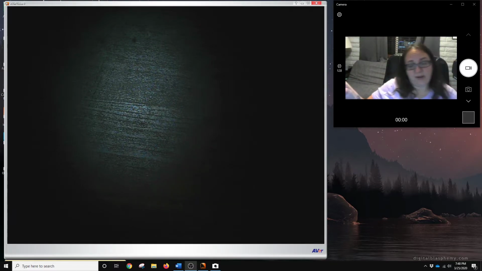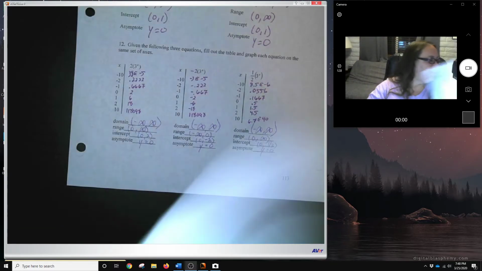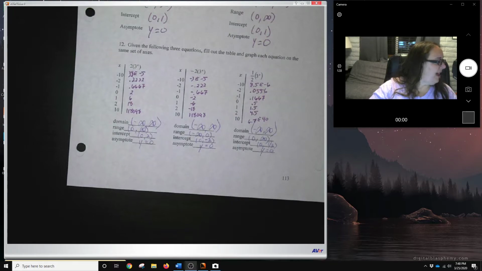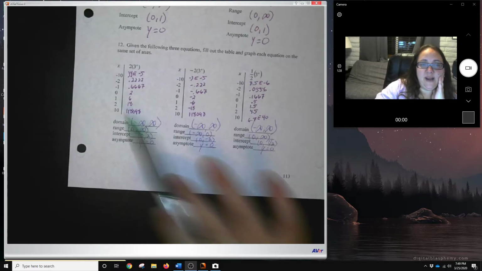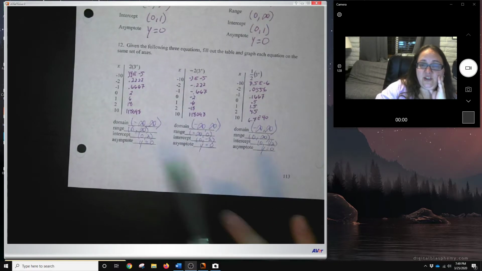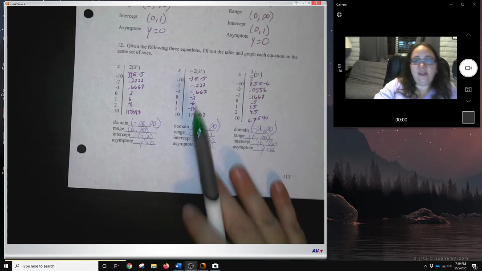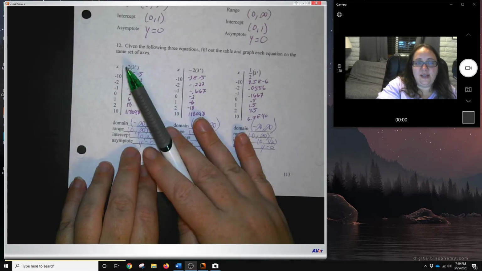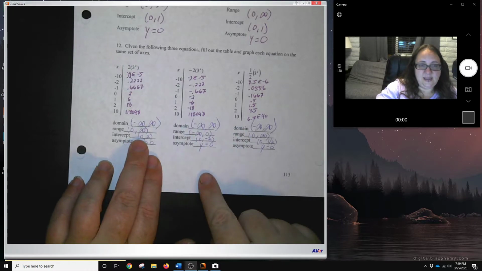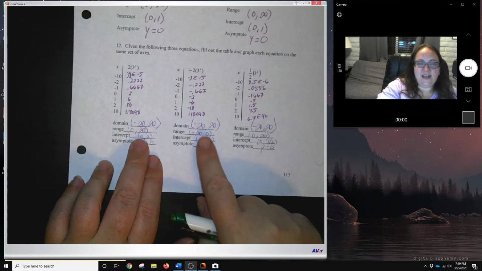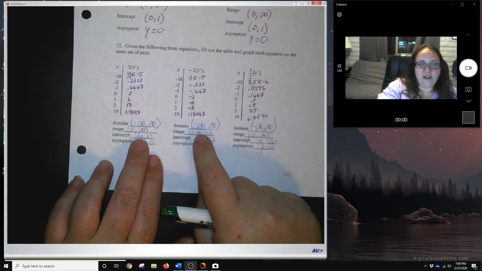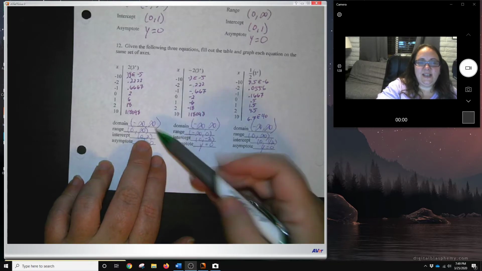Another moment where the only thing that I could do is hope that you actually paused the video and did it, but let's take a look at the answers here. So here were my tables. Notice that domain and range are the same for all of these. Asymptote is the same for all of these. The only thing that changes if we have a constant in front is the, well, hang on, range is not the same for all of them. That one had a weird range. The main thing that changes is the intercept.